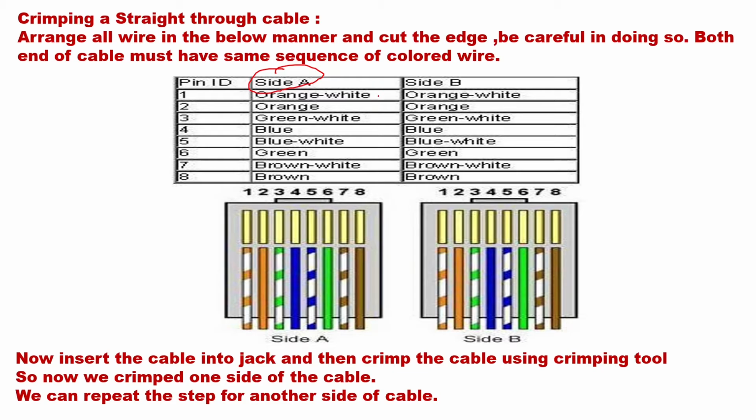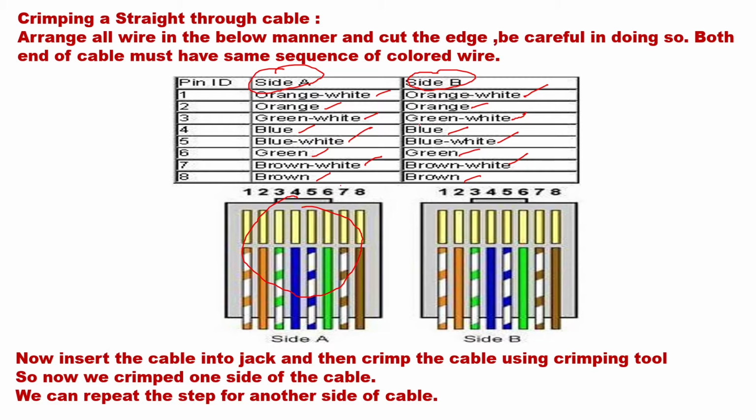Now here you can see the first wire is orange white, second is orange, third is green white, fourth is blue, fifth is blue white, sixth is green, seventh is brown white, and eighth is brown. The same is shown here also. Now on the other side of the cable, side B, there is also the same arrangement: orange white is first, orange is second, green white is third, blue is fourth, blue white is fifth, green is sixth, brown white is seventh, and brown is eighth.